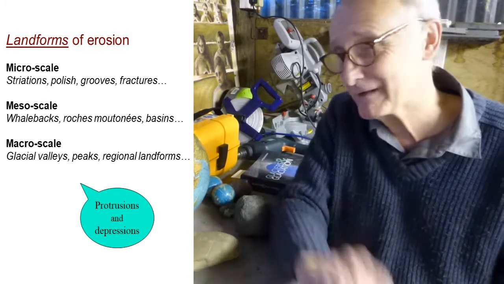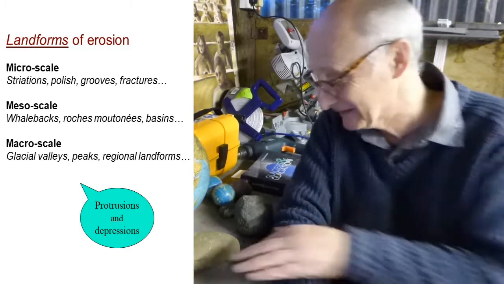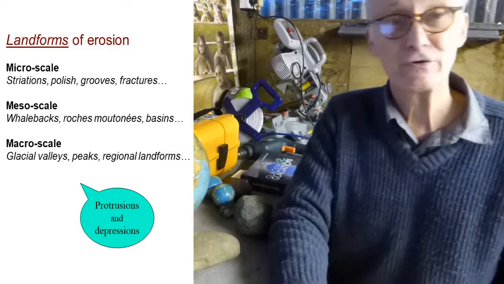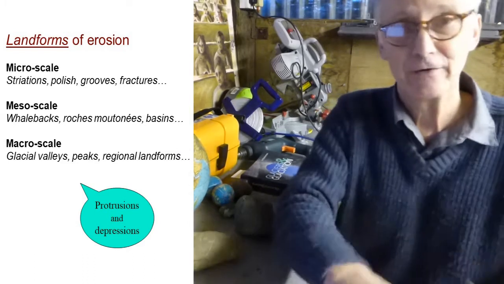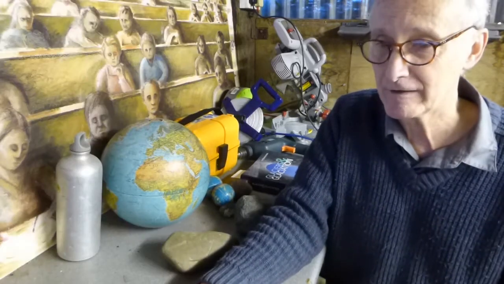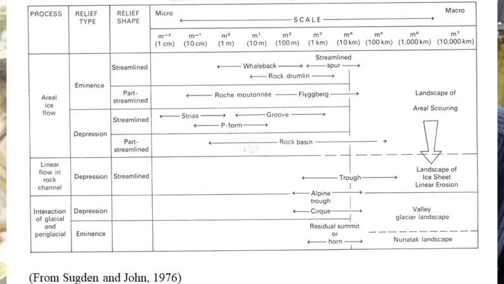And broadly, as it says on the slide there, most landforms of erosion are either some kind of depression, like the grooves or the corries, or some kind of protrusion which is left behind after material has been eroded around them. But always think on those different kinds of scales. And this is a table. You might need to pause the video and have a closer look at this, or look it up in the literature and look at it in more detail.